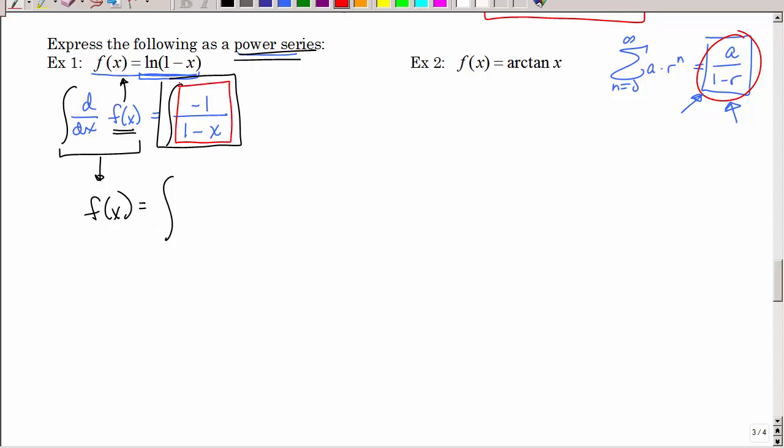that, but before I do, I'm going to rewrite this as a power series. So looking at this, we can tell that a is negative 1 and r is equal to x. So my power series is going to be a times r to the nth power as n goes from 0 to infinity, and I am integrating that with respect to x. All right, so this is just a constant, so I'm going to pull that outside of the integral sign, outside of the sigma.